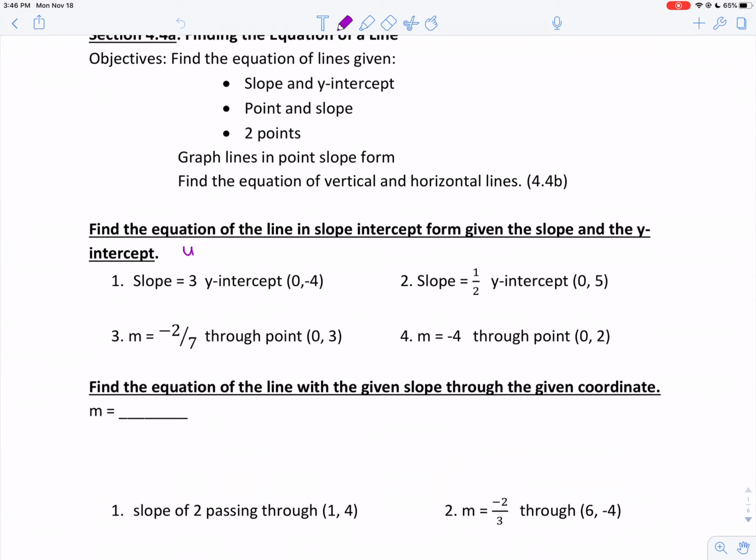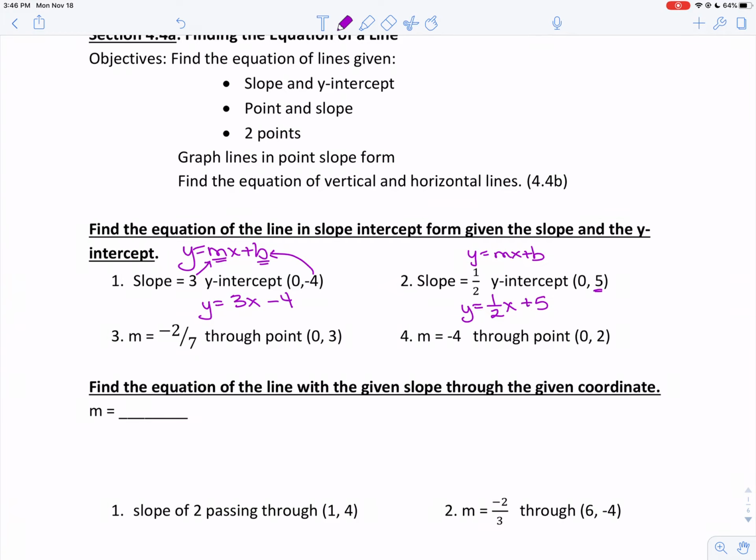Remember our equation y equals mx plus b? Well, the m is my slope, and the b is the y-intercept. So if I've already told you what the slope is, I plug it in here, and I tell you what the y-intercept is, I plug it in there, and that's my equation of the line. Y equals 3x minus 4. So that's all you have to do. So for this one, y equals mx plus b. Just remember the slope is the one that gets the x. And then there's my y-intercept.